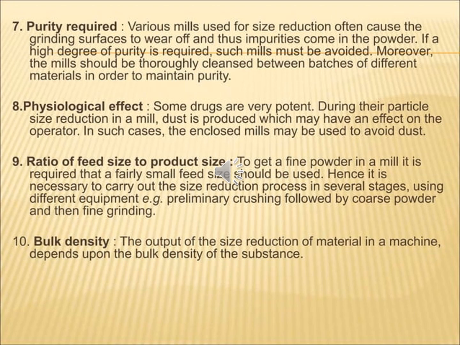Physiological effect. Some drugs are very potent; during their particle size reduction in a mill, dust is produced, which may have an effect on the operator. In some cases, an enclosed mill may also be used to avoid the dust. Then, ninth, ratio of feed size to product size. To get a fine powder in a mill, it is required that fairly small feed size should be used. Hence, it is necessary to carry out size reduction in several stages using different equipment, for example preliminary crushing followed by coarse powder and then fine grinding. Then bulk density: output of size reduction of material in a machine depends upon bulk density of the substances.